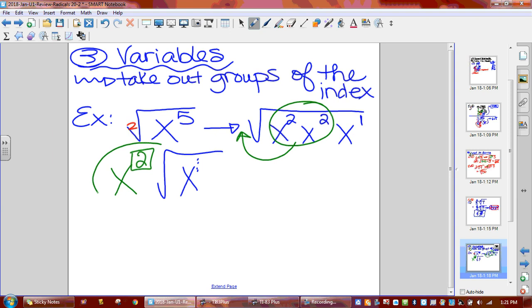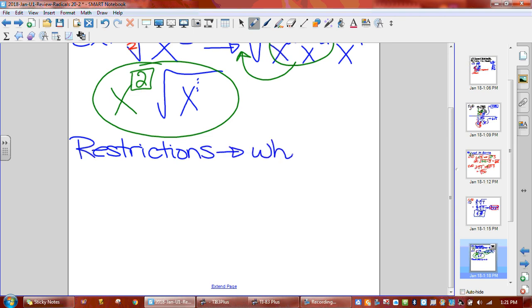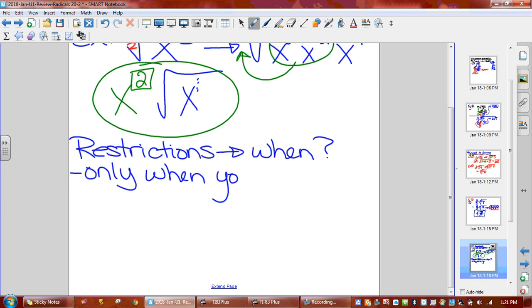Okay? So, restrictions. When do we have them? Only when we've got variables under the radical sign. Okay? Only when you have variables under the radical sign.